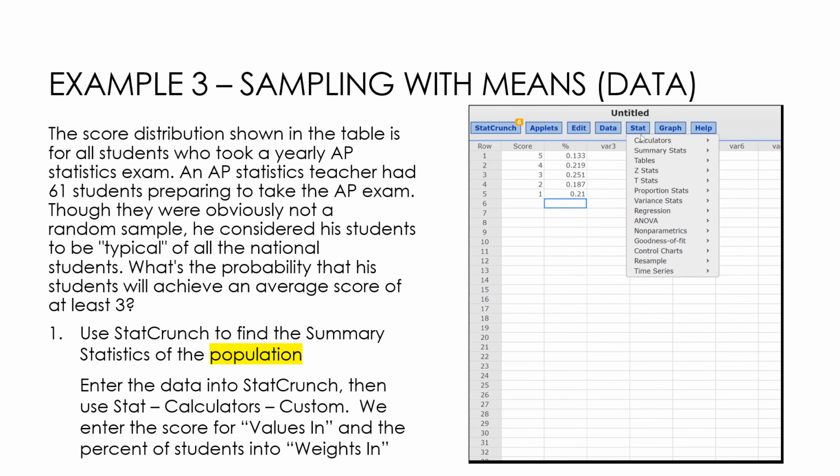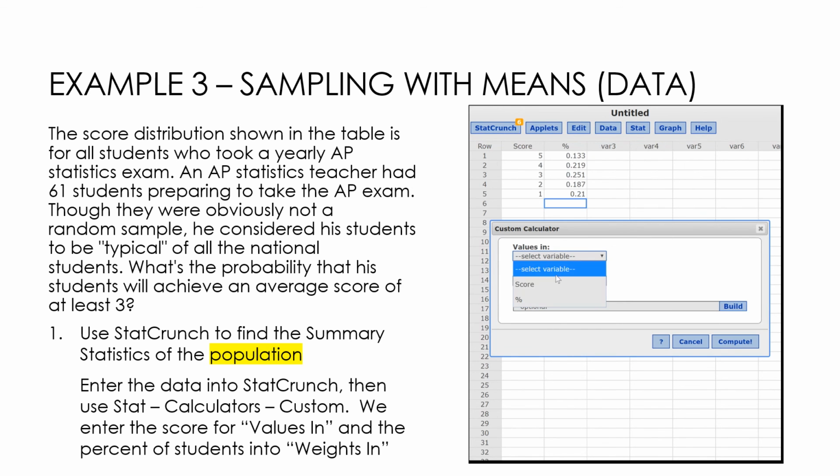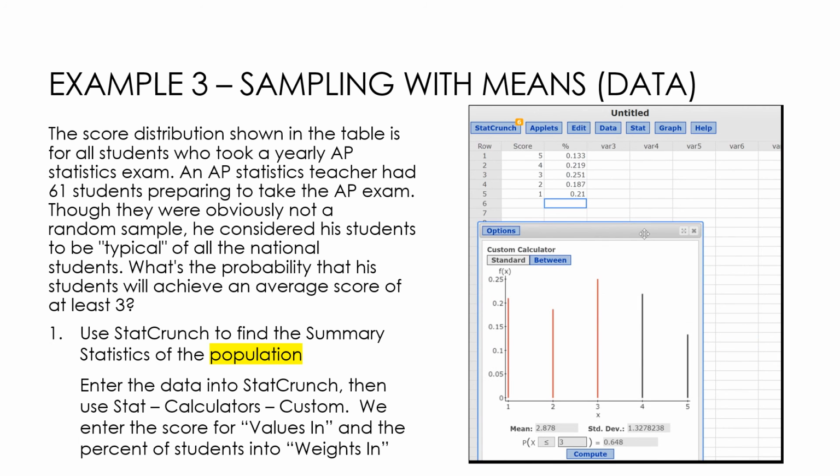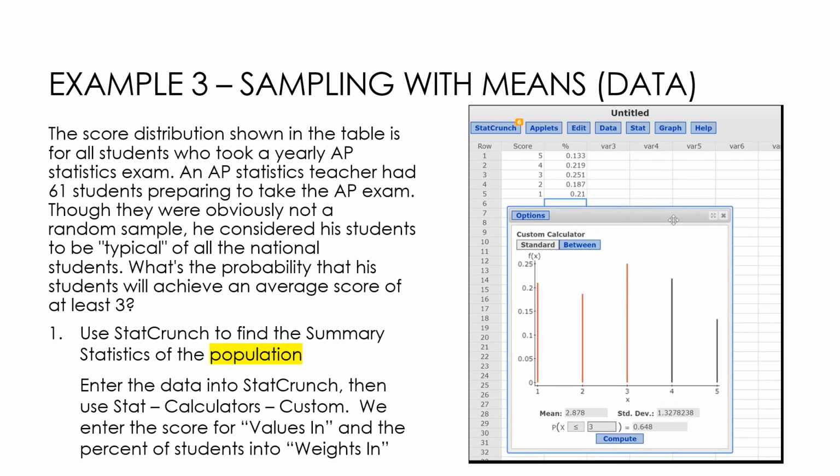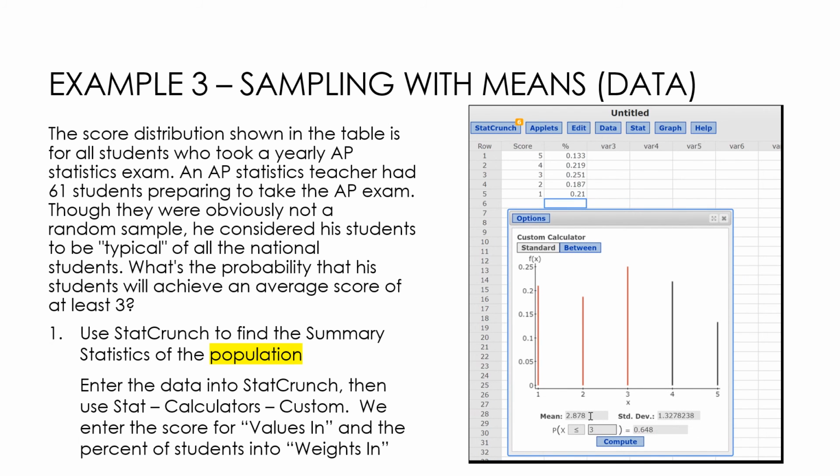So I'm going to go to Stat, Calculators, Custom, and because I have scores and percentages, a weighted column, then I can use that. And notice what it gives me is a mean of 2.878 and a standard deviation of 1.3278, etc. So that is what I would need in order to then use that mean and standard deviation throughout the problem. But be careful.